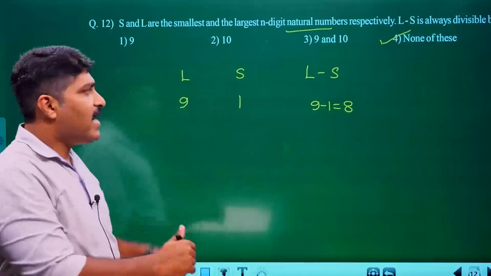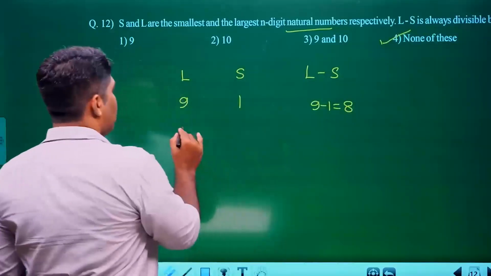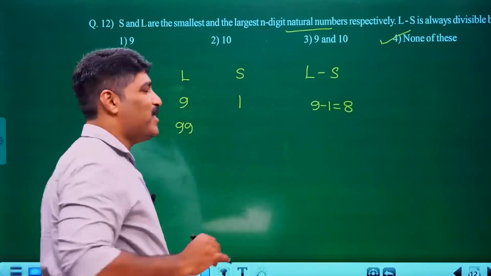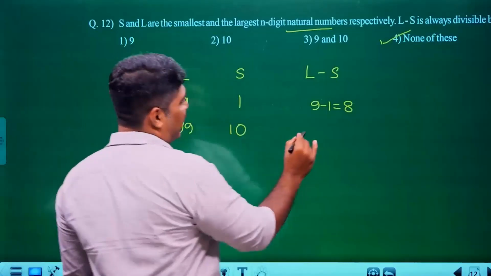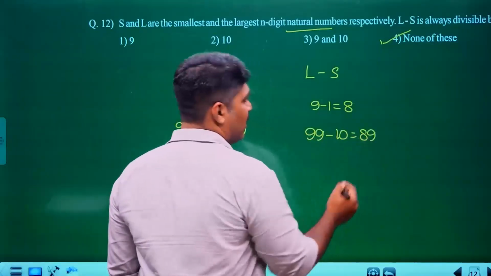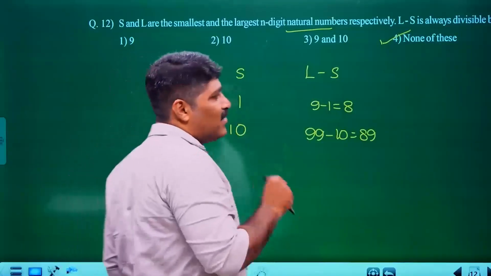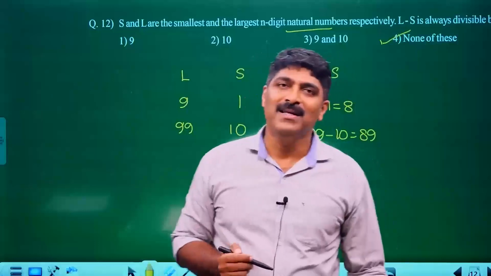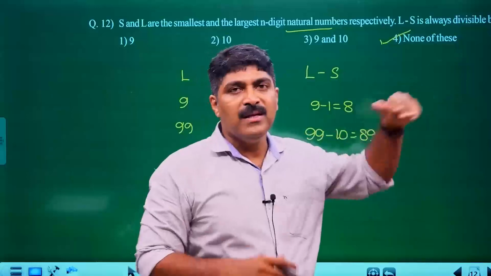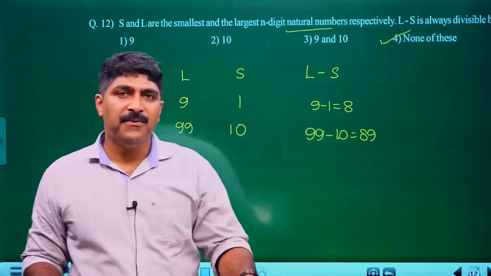Clear? For getting clarity about the concept, you just think about the two-digit numbers here. Which is the largest two-digit number? That is 99. Which is the least two-digit natural number? That is 10. So here this is 99 minus 10, that is equal to 89. So here 8 and 89 don't have any common factors other than 1. Therefore, the options are not matching except the last one, that is none of these. So that's a strategic way that you have to learn.